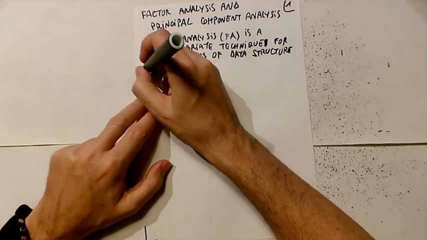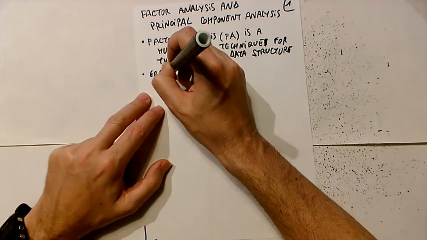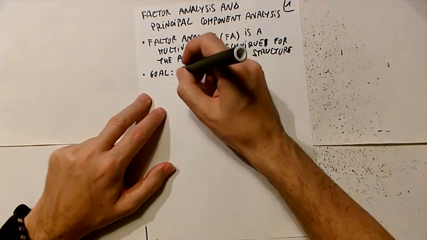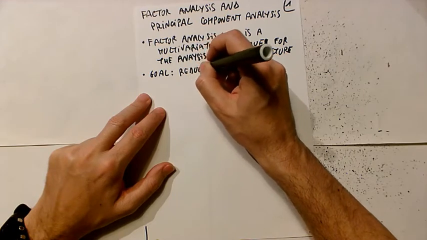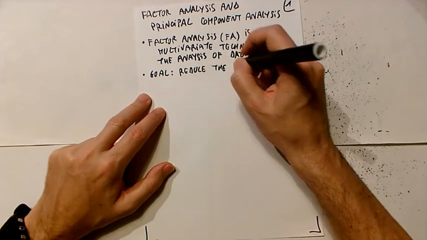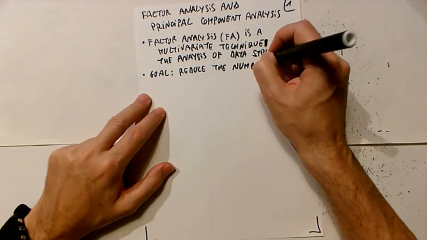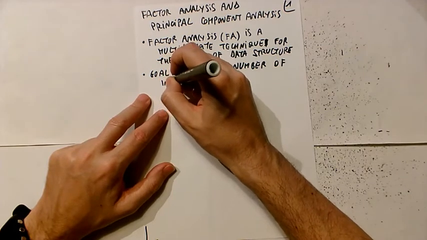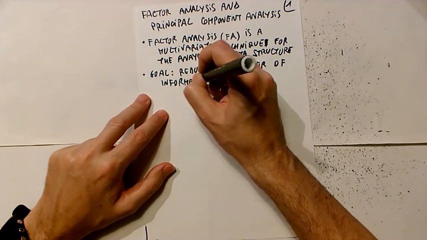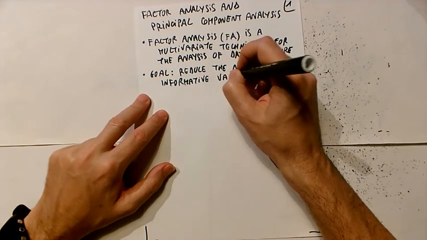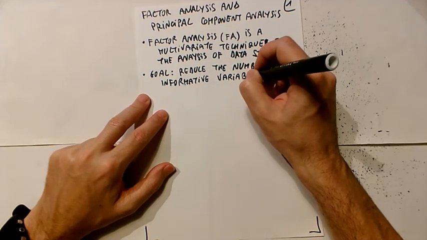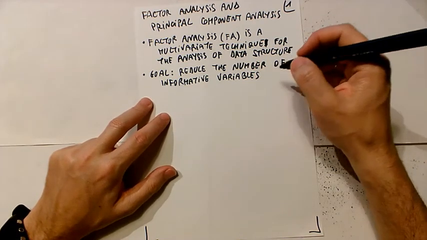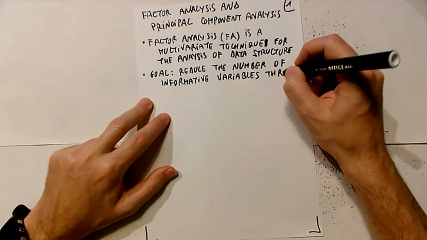What's the final goal of factor analysis? The goal of factor analysis is to reduce the number of informative variables, so the number of columns of the data set, through the definition of new variables called factors.